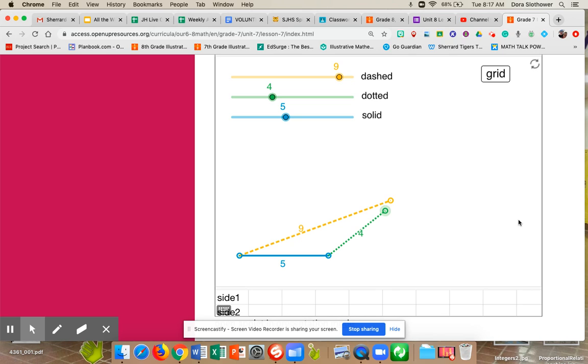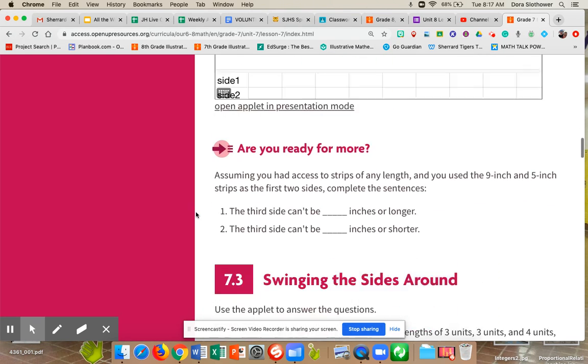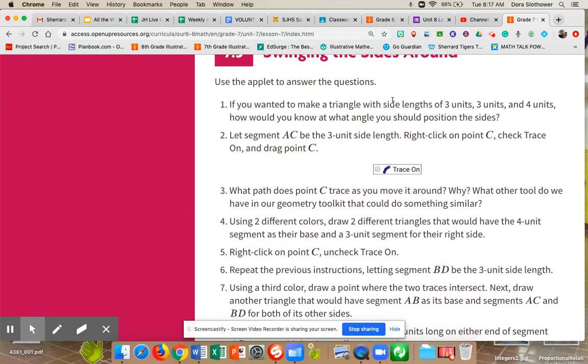So we will explore a method for drawing a triangle that has 3 specific side lengths. Your teacher will give you a piece of paper. I'm not giving you the paper, remember. Swinging the sides around, we've got it here. Now it says use the applet to answer the questions. So if you wanted to make a triangle with the sides of 3, 3, and 4, how would you know what angle you should position the sides?